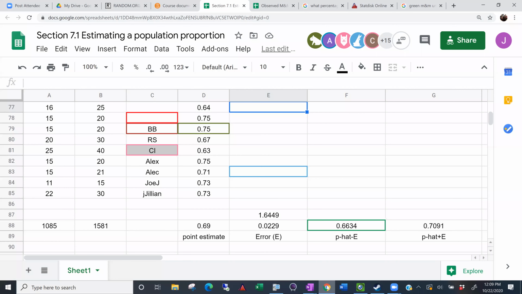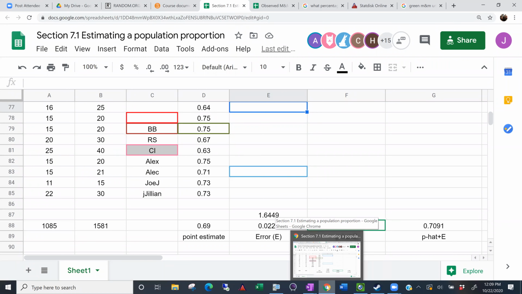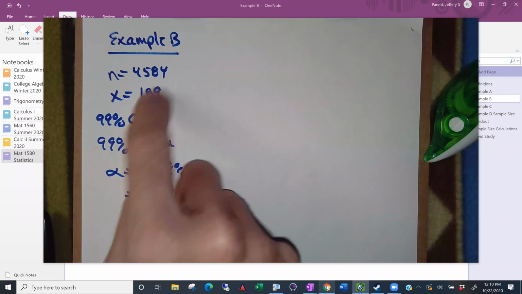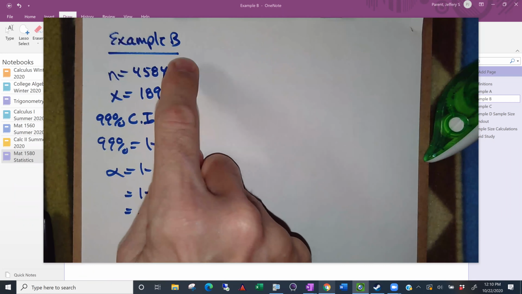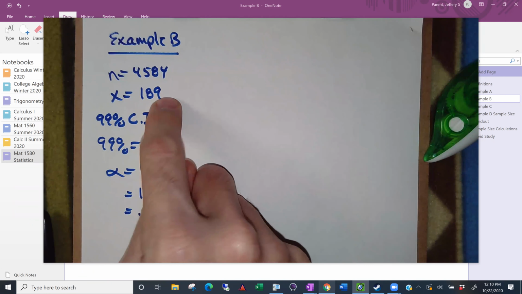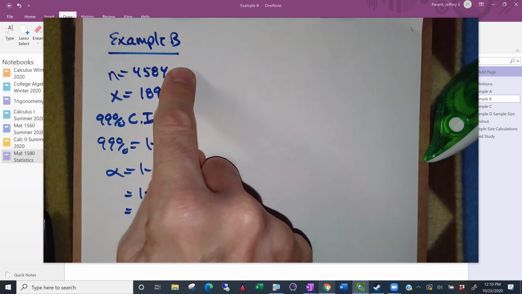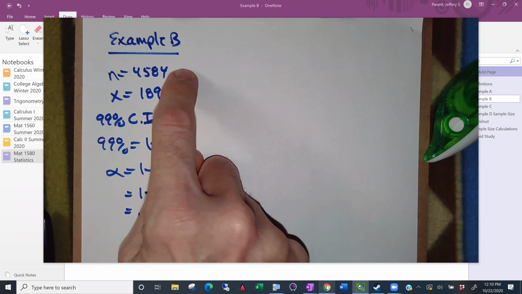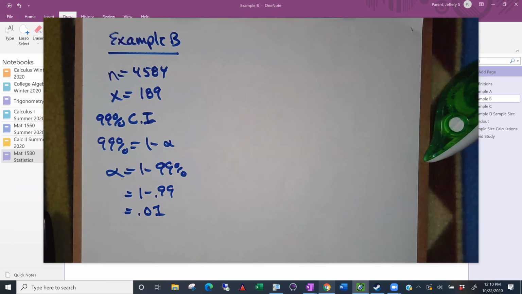Wait, I have a question. Yeah, please. Will N always be the bigger number? Yes, it has to be, because your number of successes cannot be any bigger than the number of trials. So this is the number of trials. So the number of successes can't be bigger than the number of trials. So this is always going to have to be the bigger number. Okay, thank you. Yeah, no, thank you. That's a good question.